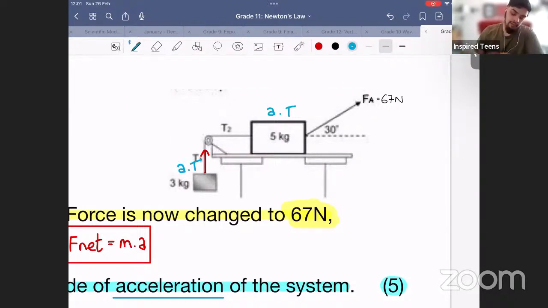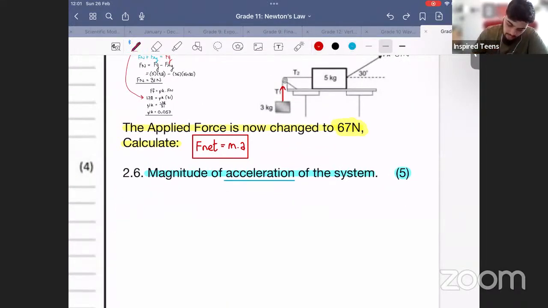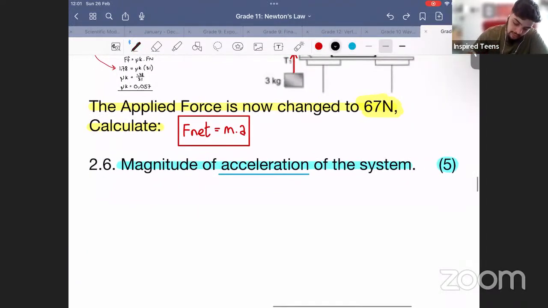What was I saying? Yeah, we have two variables which are equal for two different objects. Okay, simultaneous equations, two variables, two equations. So ideally what we want to do is set up Fnet is equal to m times a for each object. So I'm going to start off with my 3 kg block, and I'm going to say Fnet is equal to m times a.